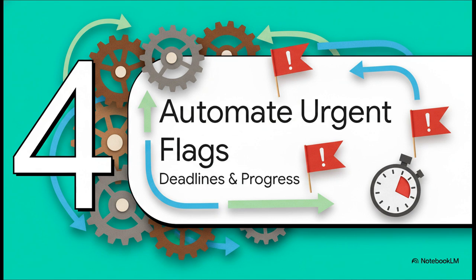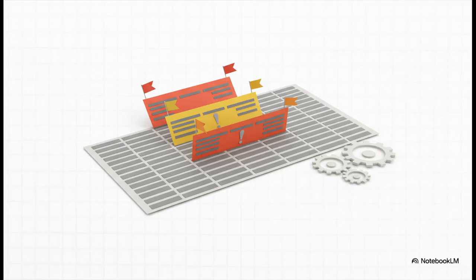Okay, trick number 4 is my favorite, because it's all about automation. We know that management's most valuable resource is their time and attention. So this technique automatically flags anything that's time-sensitive so their attention is always focused on what matters most. Just imagine a project plan with hundreds of tasks. You can't possibly keep an eye on every single deadline manually.